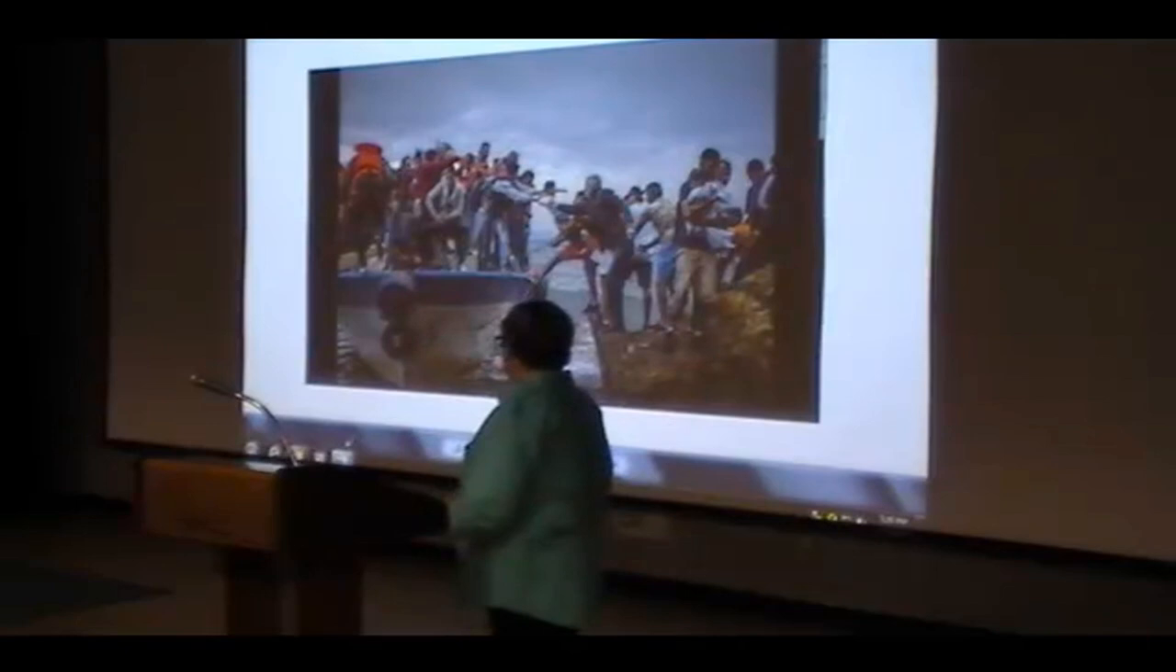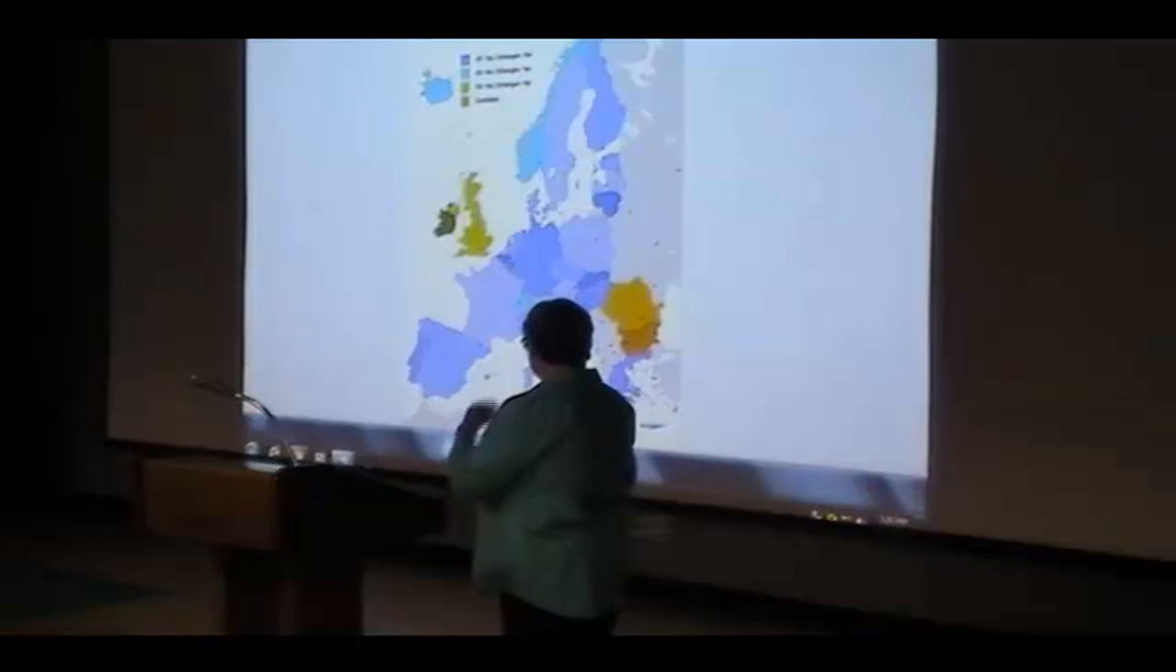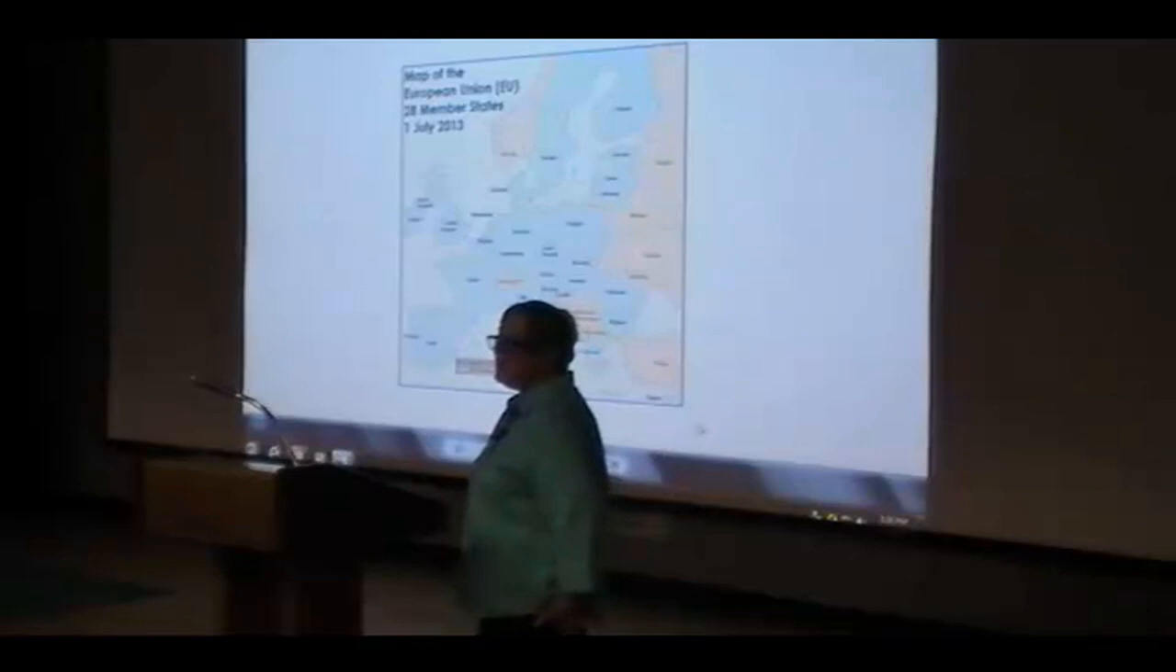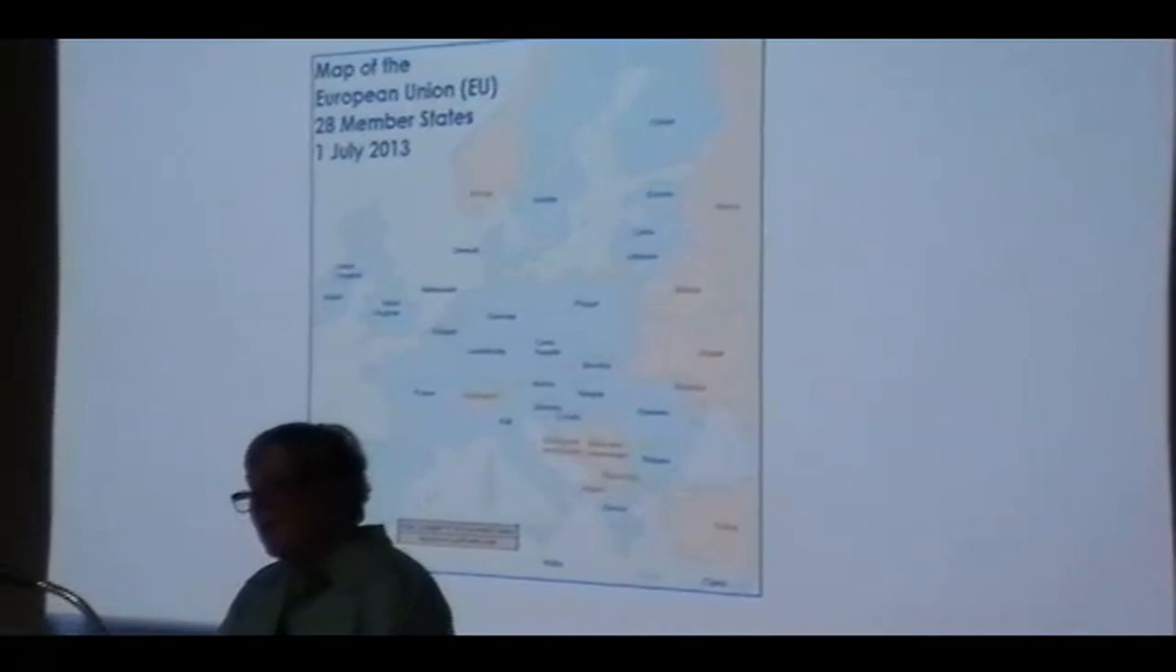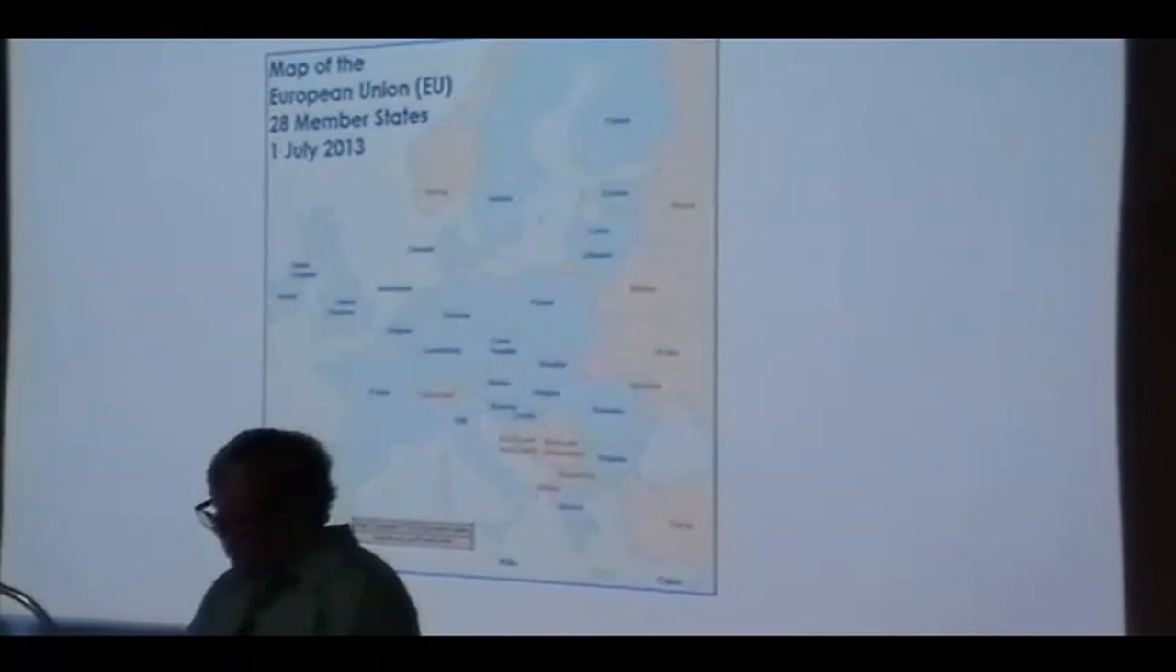So pull that up. No, that's the Schengen. Well, I mean, it's the European Union, but okay. So this is a map of the European Union. It's been in the news a lot lately. I've learned a lot about the European Union over the last few weeks, and it's a pretty interesting concept.